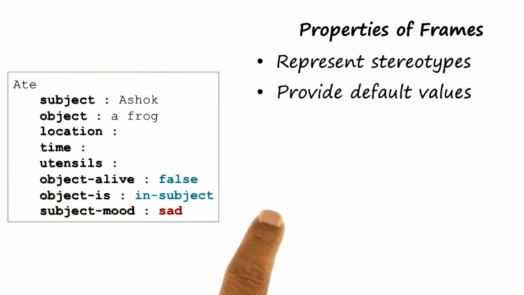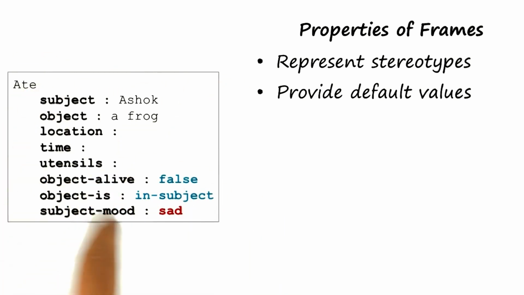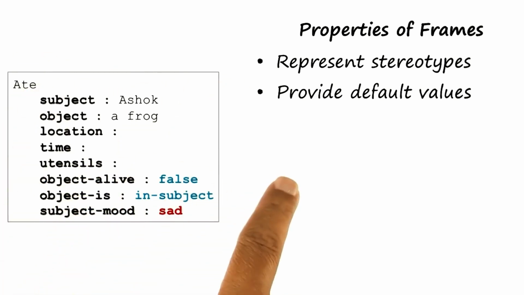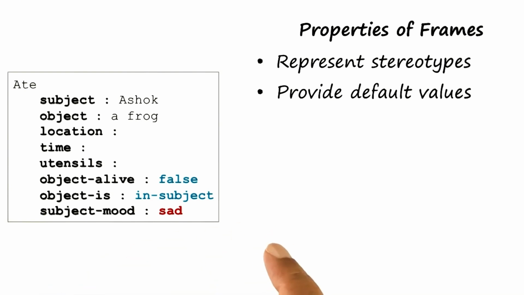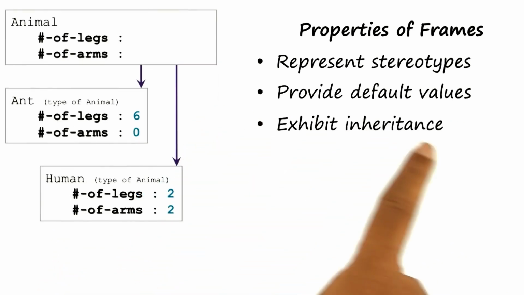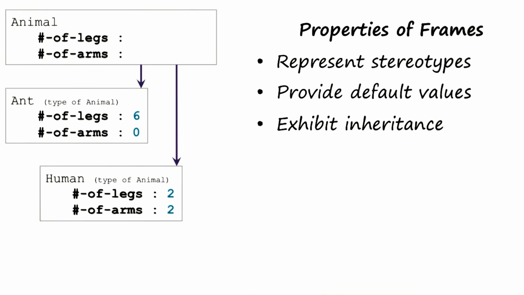It is powerful because I can have stereotypes with default values, and when needed, I can override the default values. But it's also a problem because you can see what will happen. The more instances I have, the more times I'll be overriding some default values, and then I have to worry about how to manage all of this exception handling. Nevertheless, frames provide a very nice way of capturing both default values and exception handling. The third cardinal property of frames is that they exhibit inheritance.